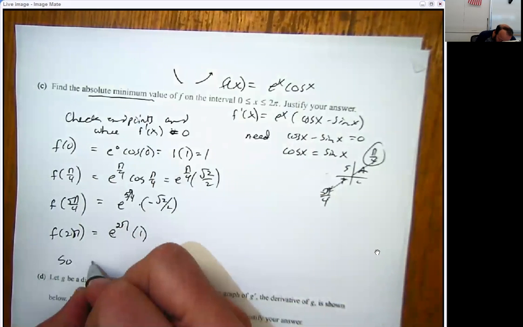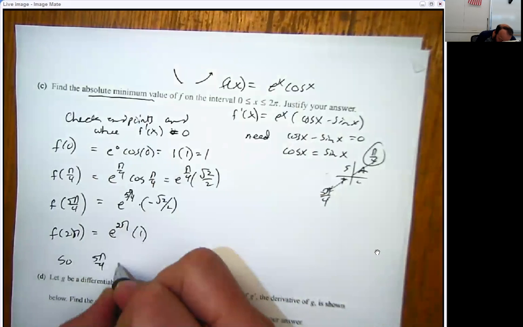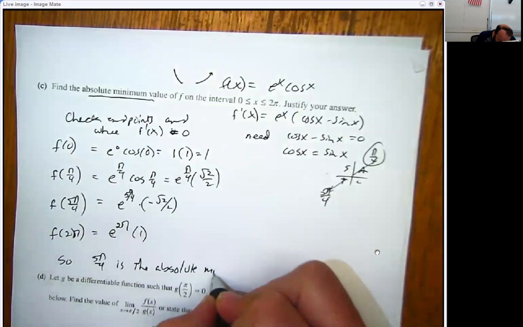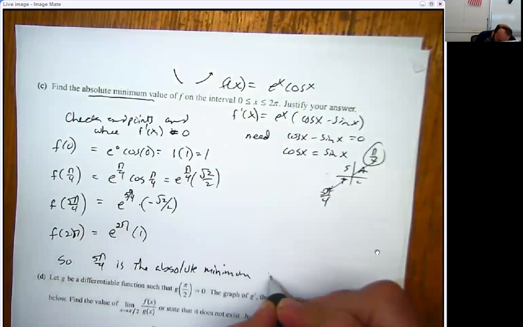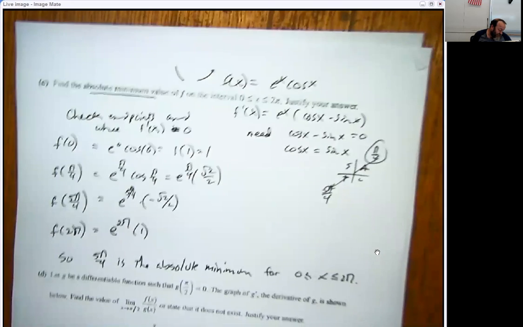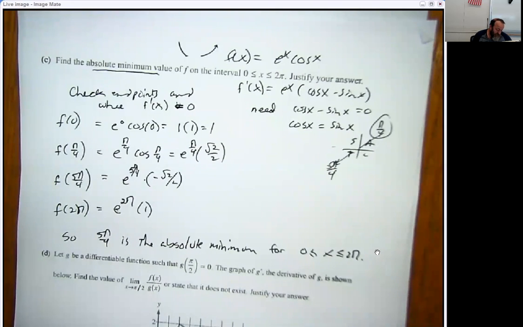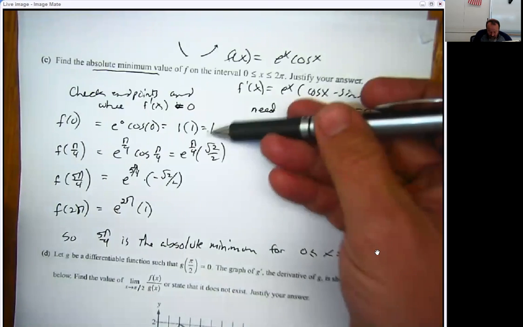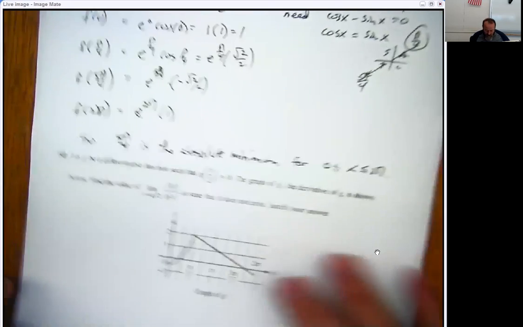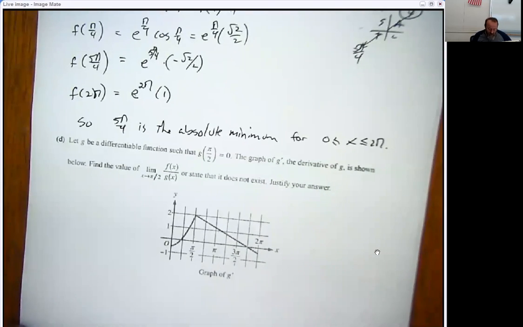So 5 pi over 4 is the absolute minimum for x between 0 and 2 pi. I don't really have to justify that because it's the only one that is negative, because that's pretty clear that between positives and a negative, the negative is going to be the lowest on that particular totem pole. All right, and our last problem, and then we're done for this particular set of videos.